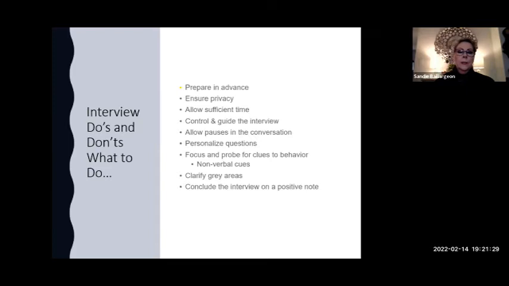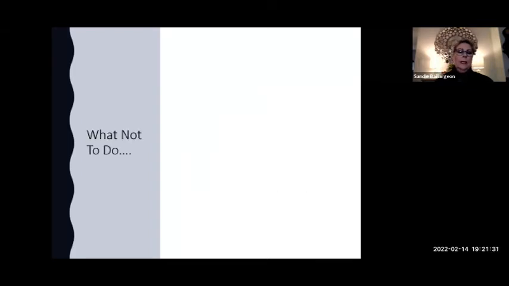And then always conclude the interview on a positive note. Even if you know that that person is not suited for that job, I always conclude it on a very positive note. What not to do: do not ask yes or no questions, because you will get closed yes or no answers. Don't allow the applicant to ramble, and don't talk too much.